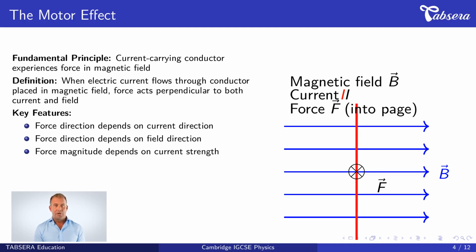Key features include force direction depends on current direction, force direction depends on field direction, and force magnitude depends on current strength. The diagram illustrates a vertical wire carrying current upward placed in a horizontal magnetic field pointing right. The resulting force acts into the page shown by the cross symbol. Notice how all three quantities are perpendicular to each other.